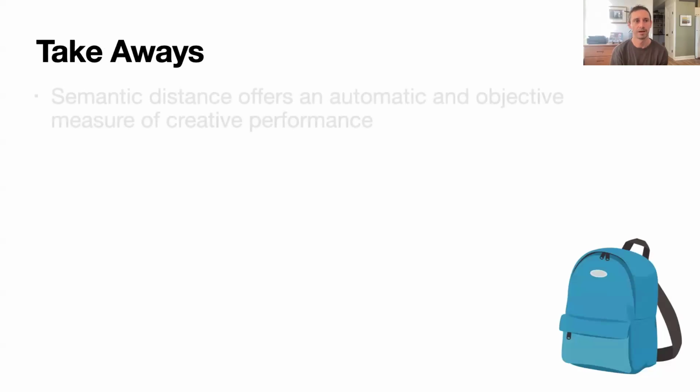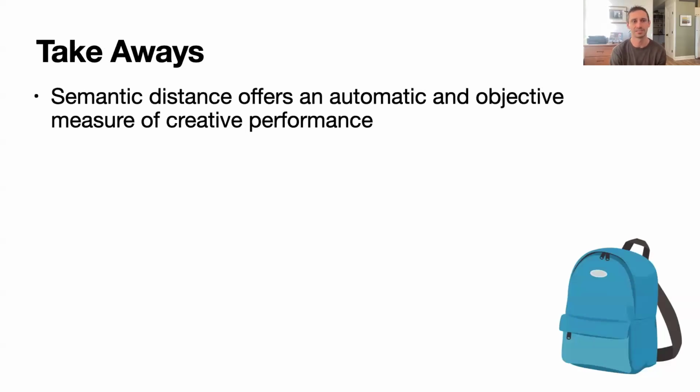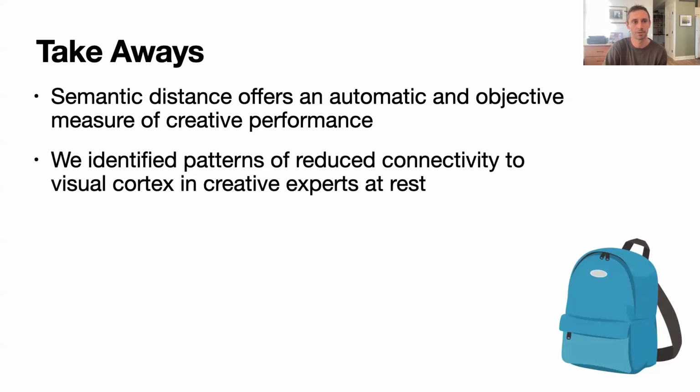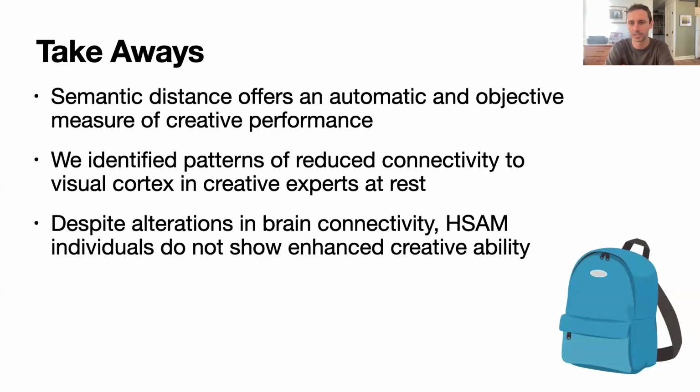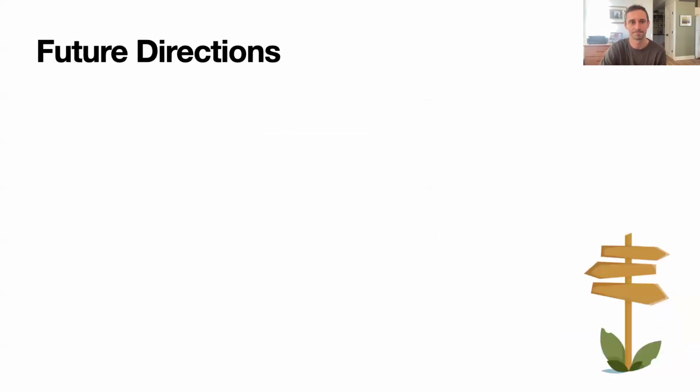So a few takeaways here. Going back to study one, semantic distance as a measure of creative performance provides an automatic and objective assessment of creative thinking. We have identified patterns of reduced connectivity to the visual cortex in creative experts, as well as associated with individual differences in creative performance. And despite these alterations in brain connectivity at rest, HSAM individuals do not show any enhancement in their ability to think creatively. So whatever the memory that they have, which is enhanced, doesn't translate into more creative ideas.